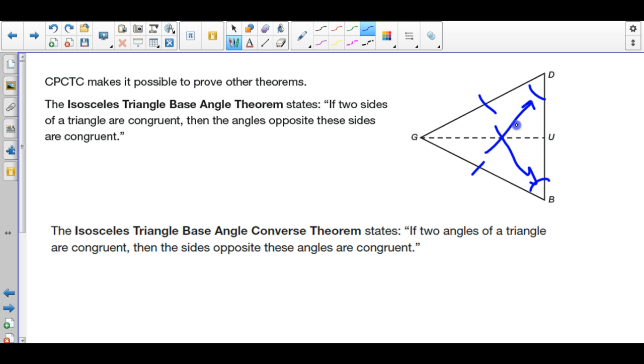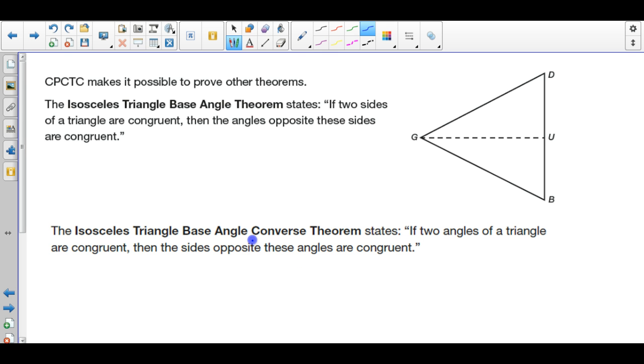So again, I'm going to repeat what that means. It means that if I'm giving you that side GB right here is congruent to side GD. So in other words, if I give you that two sides of your triangle are congruent, that means that the angles that are across from them, what we call base angles, so B and D, are also equal.